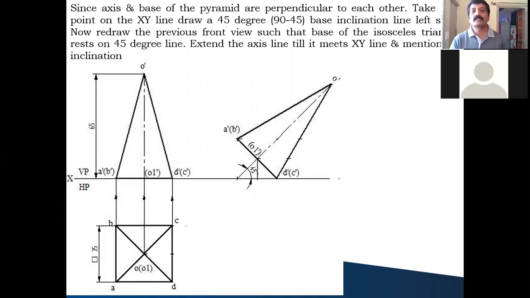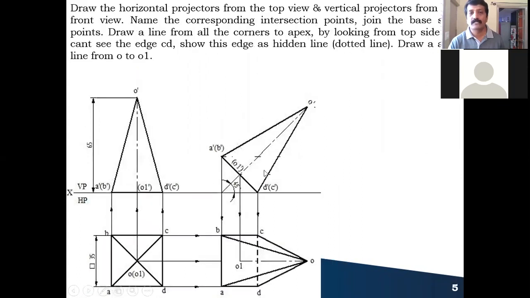So after doing this, how to draw the top view corresponding to this? To draw the top view, you have to draw the vertical and horizontal projections from the previous front view and top view. Draw the vertical projectors from all the points of the front view like this, and draw the horizontal projectors from all the points of the top view, and name the intersection points. For example, A is here and A dash is here.